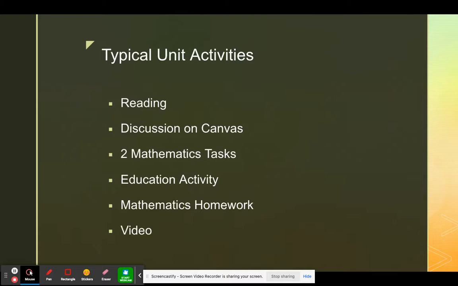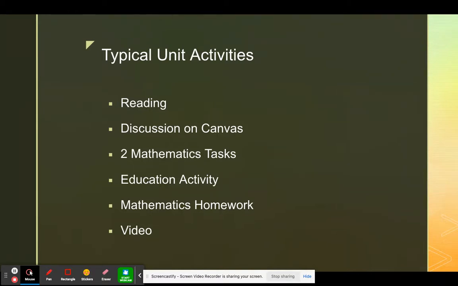In terms of typical unit activities, we will do a number of things. Typically, there will be some sort of reading focused on the topic of mathematics for the unit. In addition, there will likely be a discussion board to engage in on Canvas, as well as 2 mathematics tasks, available at 2 different times during the week, as well as an education activity that typically asks you to take those mathematics topics a little further and think more deeply about them.